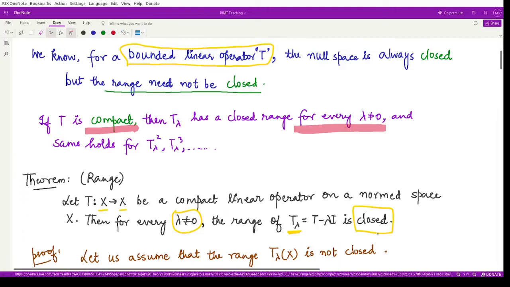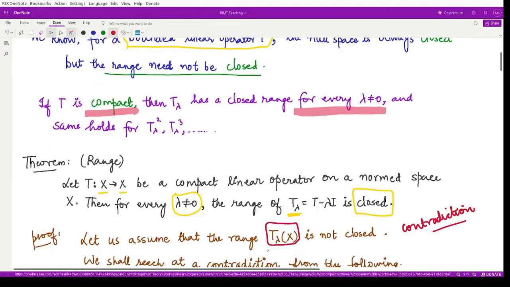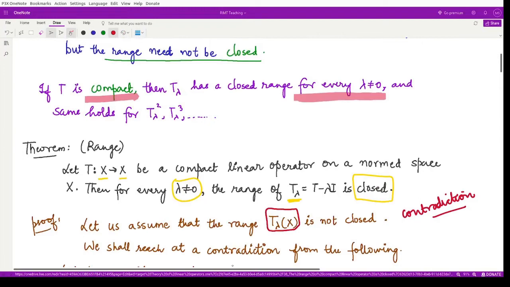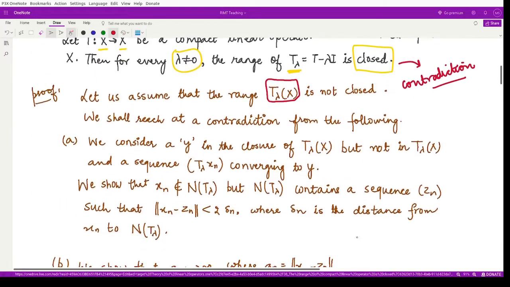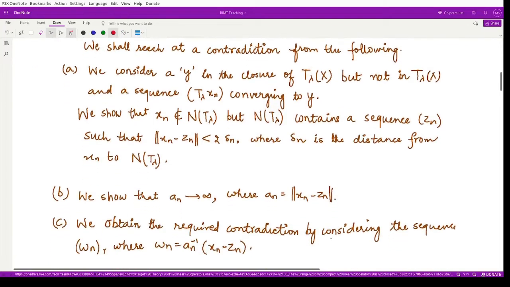For proving this result, we have to divide our proof into three parts. As usual, we'll proceed by the method of contradiction. So here we assume that the range of the operator T lambda is not closed. If this is not closed, how can we proceed and reach a contradiction? In this case, we'll take three cases, and using these three results, we shall be proving our contradiction.